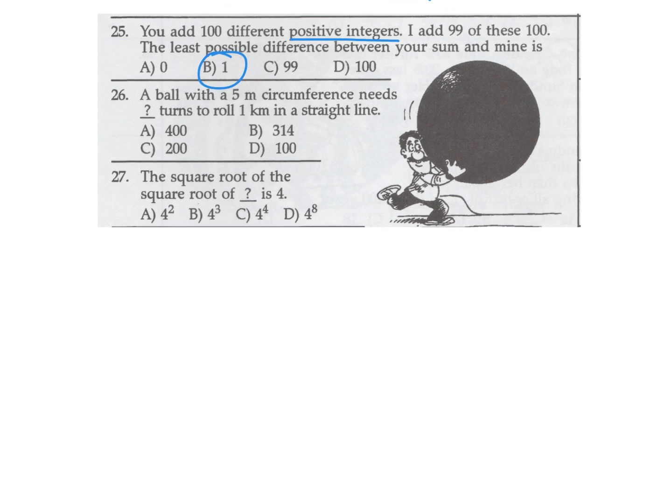A ball with a 5-meter circumference needs how many turns to roll 1 kilometer in a straight line? So 1 kilometer, which is 1,000 meters, divided by 5 is the way to calculate this. And that looks to me like 200. So 26 is C.